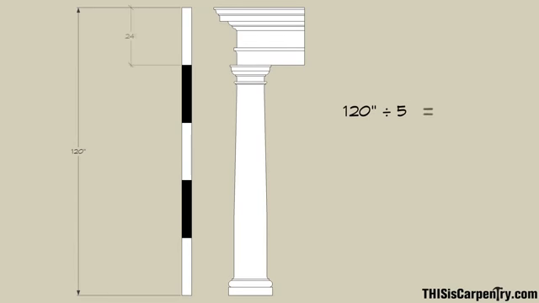120 inches divided by 5 equals 24 inches. This means the column height is 96 inches. Now that we know the column height, it's easy to determine the column's diameter if we need to.